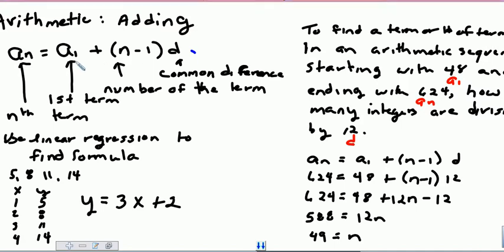a sub 1 is the first term in the sequence. a sub n is whatever that nth term is. If I'm looking for the 10th term, so that n is equal to 10, this is whatever that 10th term in the sequence is. If you wanted to find an equation that modeled an arithmetic sequence, you can use this, but frankly, it's a whole lot easier to just use linear regression on your calculator to find a formula.